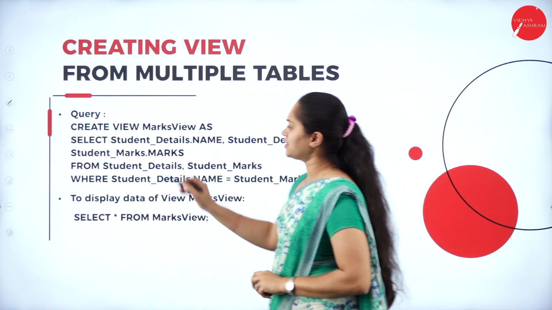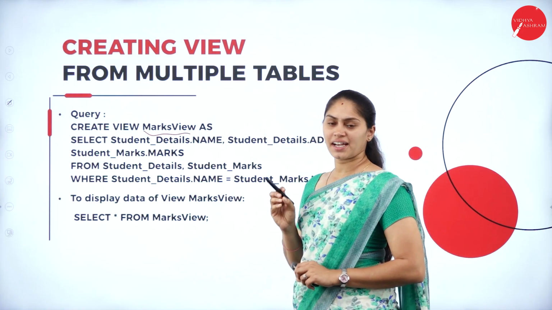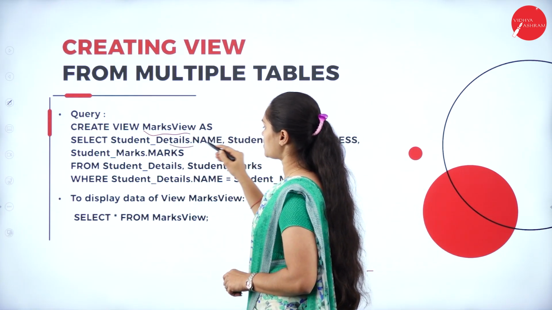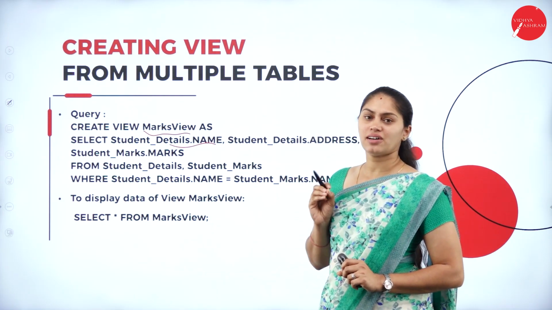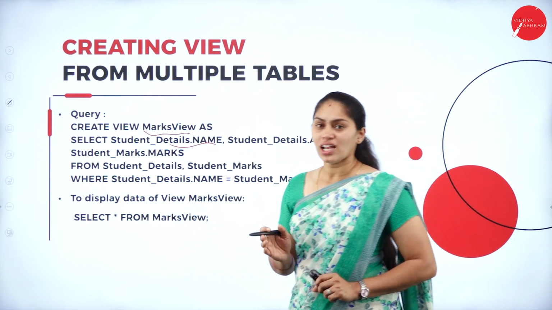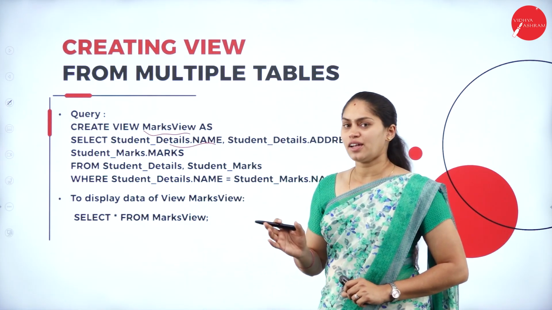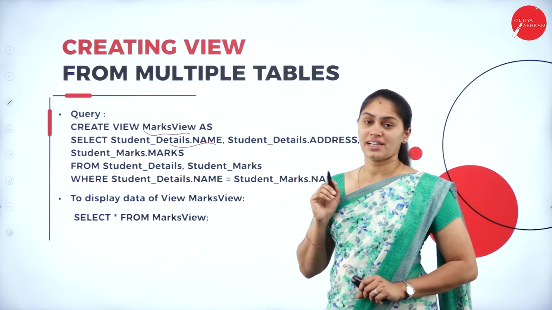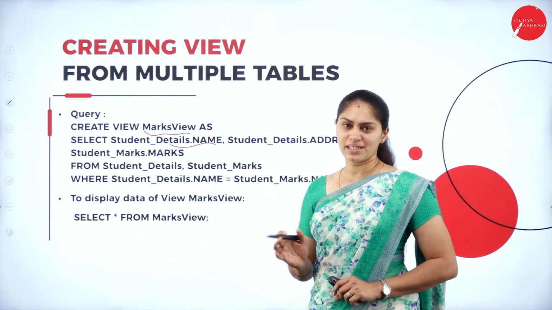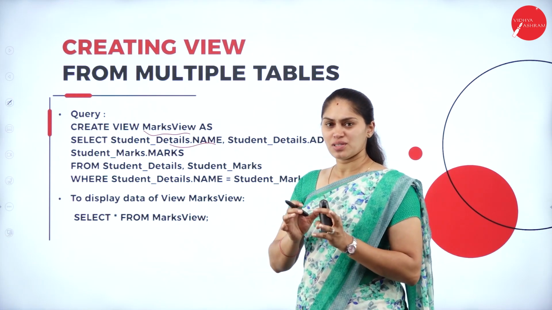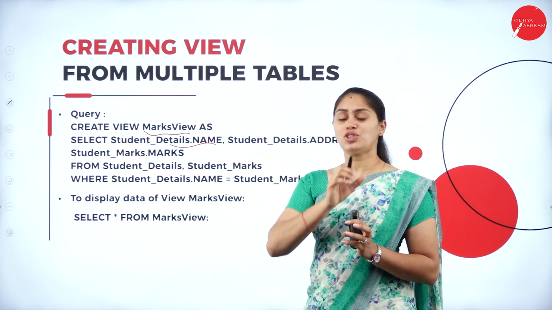Consider the query here: create view marks view. We are creating a virtual table called marks view as select student details dot name. Use the dot operator whenever you are selecting columns from multiple tables. If you are selecting a column from the same table, then there is no need to use the dot operator. But if you are taking multiple columns from multiple tables, then use this dot operator. Why? Because you need to specify which table this column belongs to.